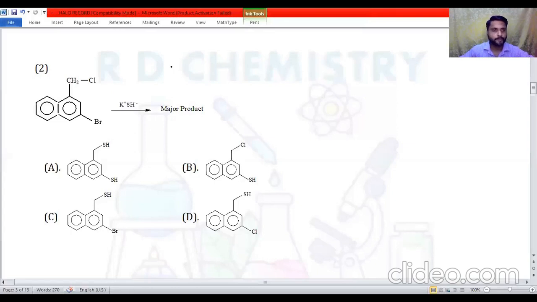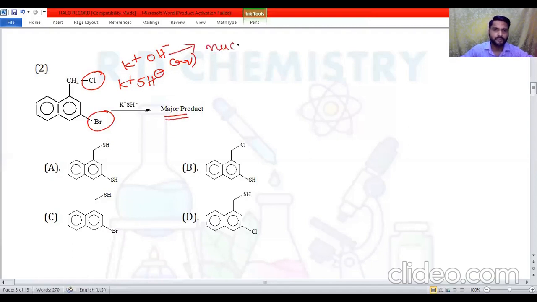Question number 2. To the given halo compound containing a chlorine atom and a bromine atom, treat it with K plus SH minus. It is like K plus OH minus. Assume it is aqueous now, and you write down the major product. Now remember, here this is a nucleophile. OH minus, SH minus is a nucleophile. Nucleophile attacks the carbon atom containing halogen.